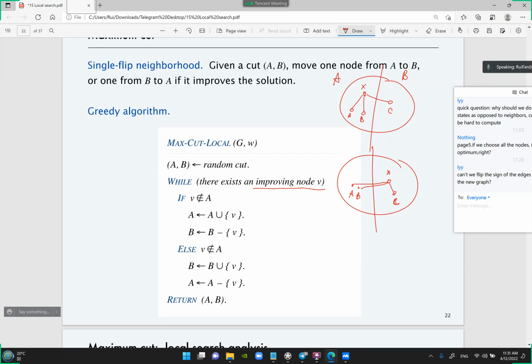Therefore, you've improved your cut. You've increased your cut by 1. So this X node is an improving node, because by moving it from one side to the other, whether A to B or B to A, you can increase the size of your cut. Those are improving nodes.